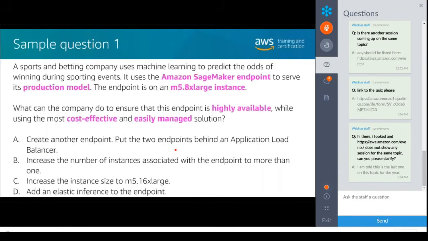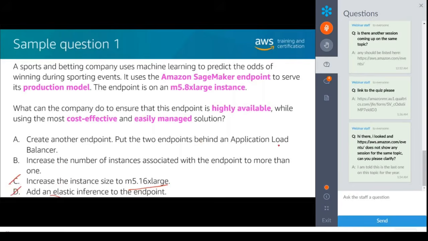So, what can we possibly do? So we can add an Elastic Inference to the endpoint. Well, adding a GPU doesn't make it more available, right? Increase the instance size. Okay, but that's still a single instance, so that's not helping with availability. It might make it faster, but create another endpoint.